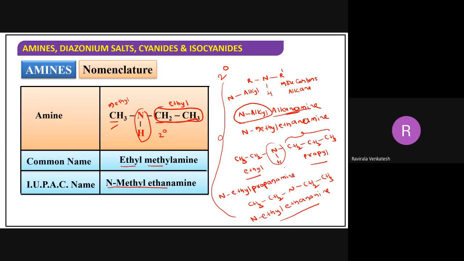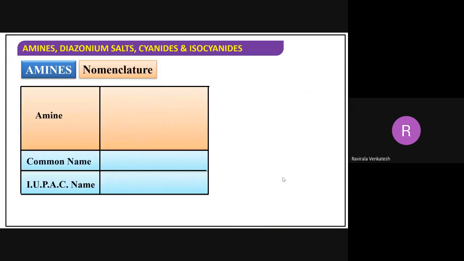Understood here? Any doubts you're having in this secondary amine? No, sir. Right. We'll move to what now? Tertiary amine. Now this is a tertiary amine because nitrogen is bonded to 3 carbons, therefore tertiary amine it is. The common name is trimethylamine. Simply, 3 methyl groups are there. This is the common name.